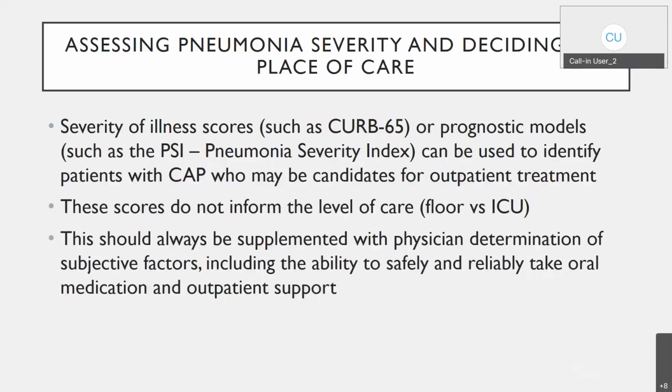So there's several scores to measure severity of illness in pneumonia. Two of them are the Pneumonia Severity Index and the CURB-65. And these models are prognostic for mortality, and they can be used to identify patients who should be admitted to the hospital for their pneumonia.